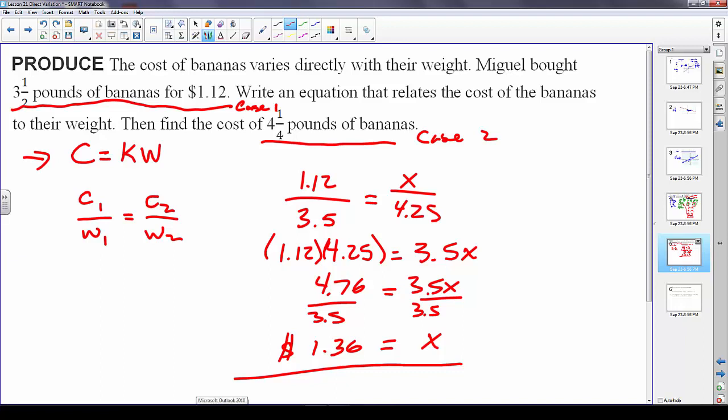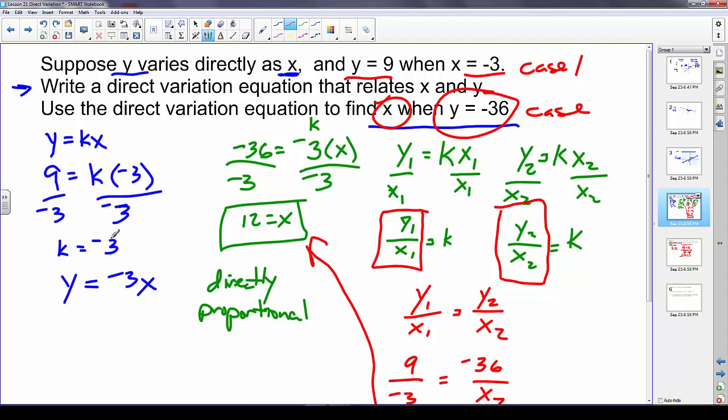So you've seen a couple of ways we can set up and solve these direct variation problems. One way is in a proportion. The other way, we go back here, is to take and find a K value, write a new direct variation equation, and then plug back in your second case to find the missing value.